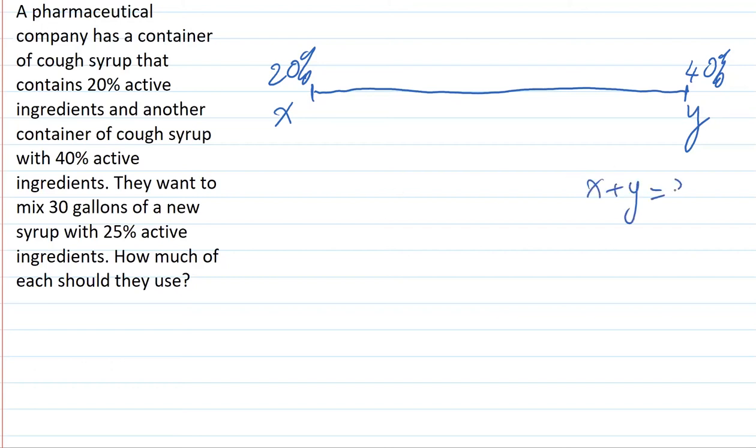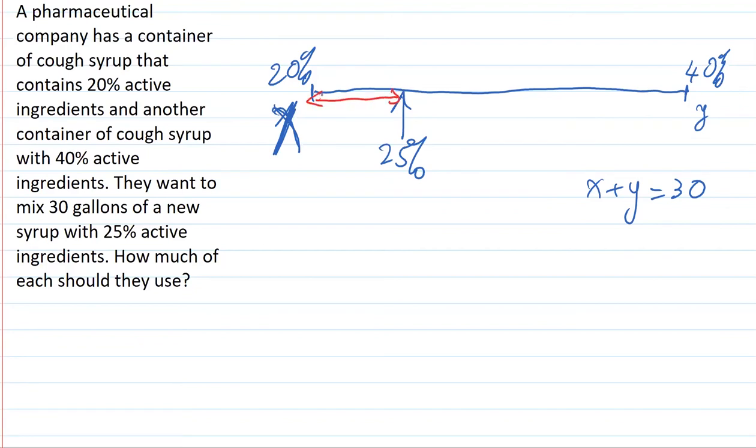And it's still true that X plus Y is equal to 30. Now we want these two, 20% and 40%, to balance out at 25%. Since the balance point is over to the left, basically we know ahead of time that we need a bigger amount of X and a smaller amount of Y. The proportion balancing method works like this.